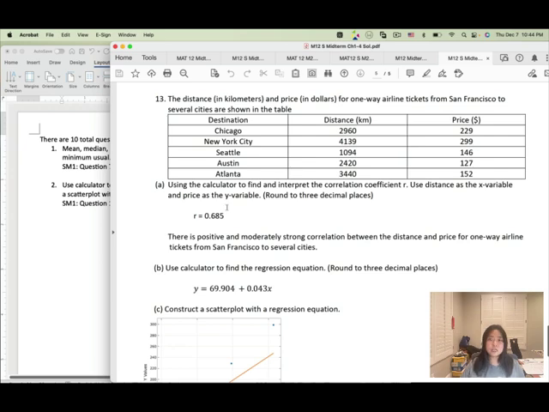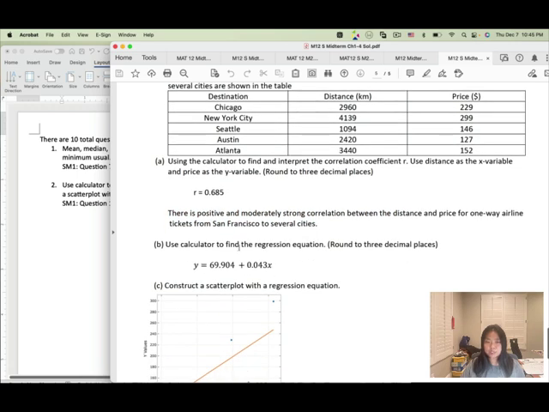Keep in mind, you need to use your calculator to find the R, and also you need to interpret. Interpret means tell me whether this R is positive or negative, and whether they have a strong or weak correlation. This is interpreting the correlation coefficient. I think one third of the students forget to do this one on the exam. And then B, use your calculator to find the regression equation, strictly using your calculator. Make sure you write it in the linear equation format.